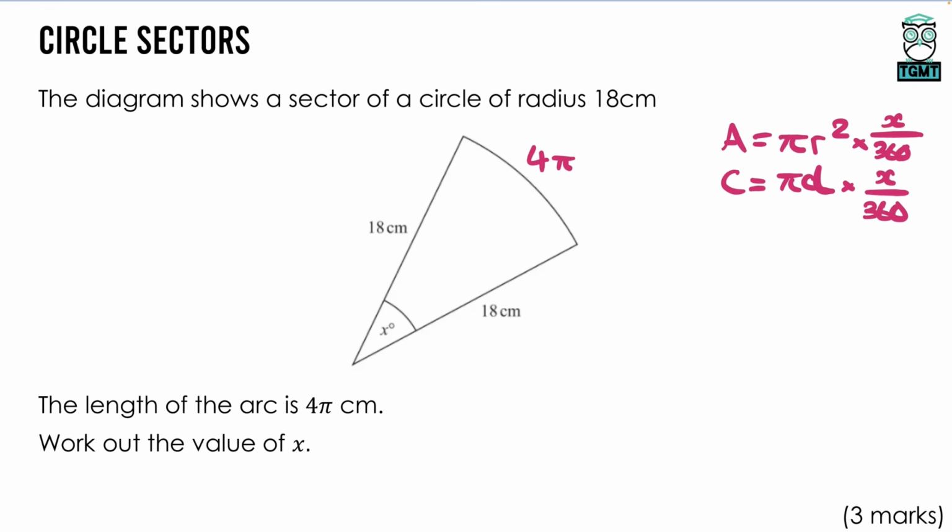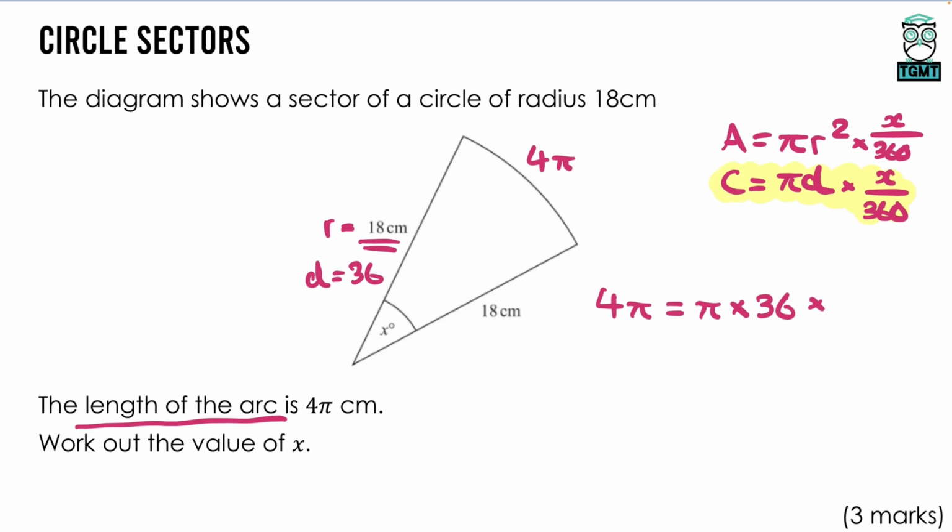Now for this question, we are looking at the length of the arc. So the formula that we are concerned with is our circumference formula, which is then going to work out the length of just part of the circumference when we are looking at a fraction of the circle. So if we put these pieces into the formula, let's see what we get. The length of the arc, it tells us, is 4 pi. And that's going to be equal to pi times the diameter. If the radius is 18, then the diameter is double that, 36. So pi times 36 times the fraction x over 360. And we want to find out what the x is.